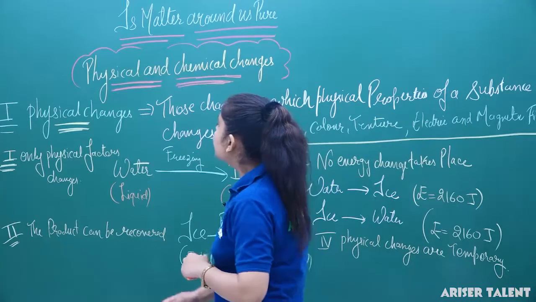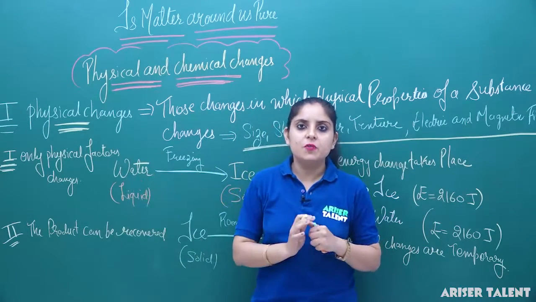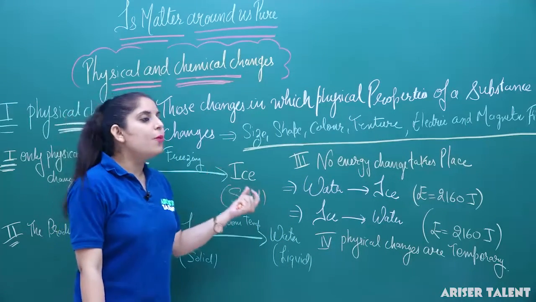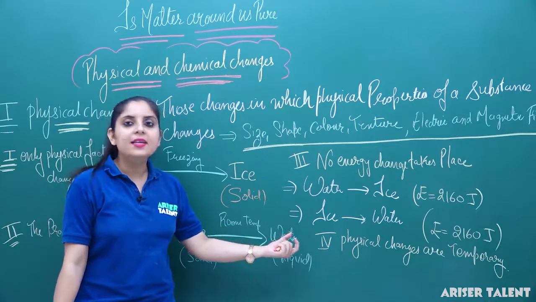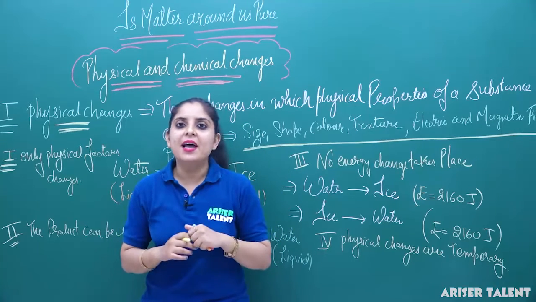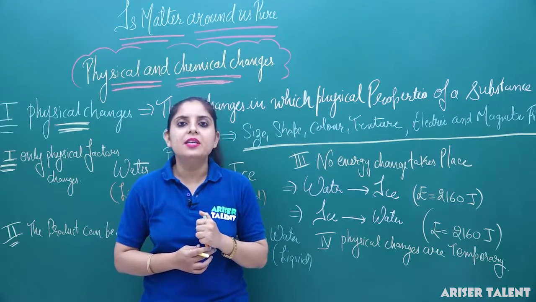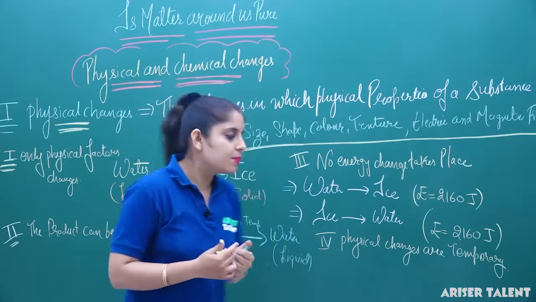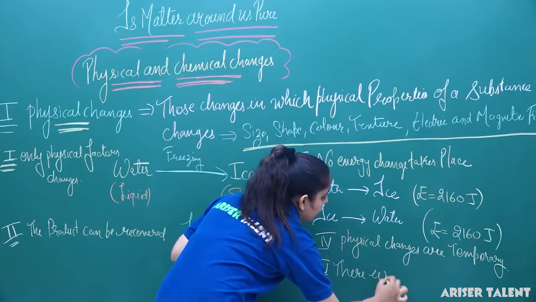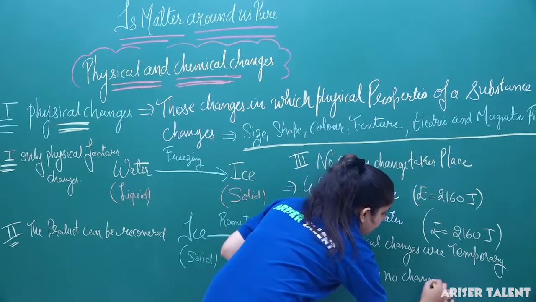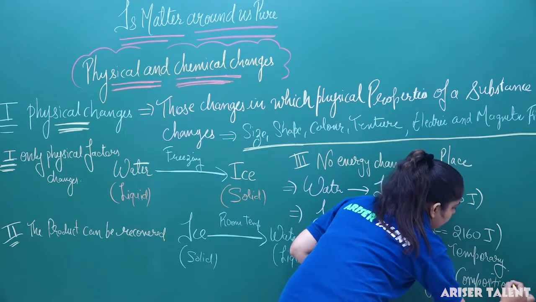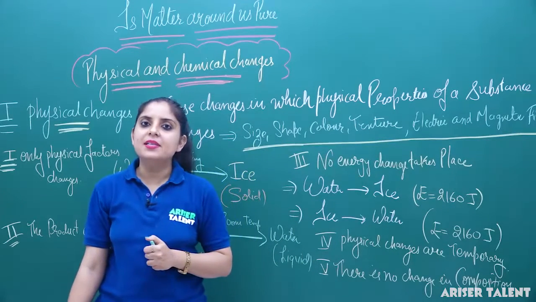So the first point we have seen is that only the physical factors of a substance change. Second is, you can again get the product. Third point is, no energy changes take place. The fourth point is, the physical changes are temporary. And the last point about the physical changes is that whenever any physical change takes place, there is no change in the composition of a substance. Clear? So there is no change in composition. The composition of a substance will remain the same throughout.